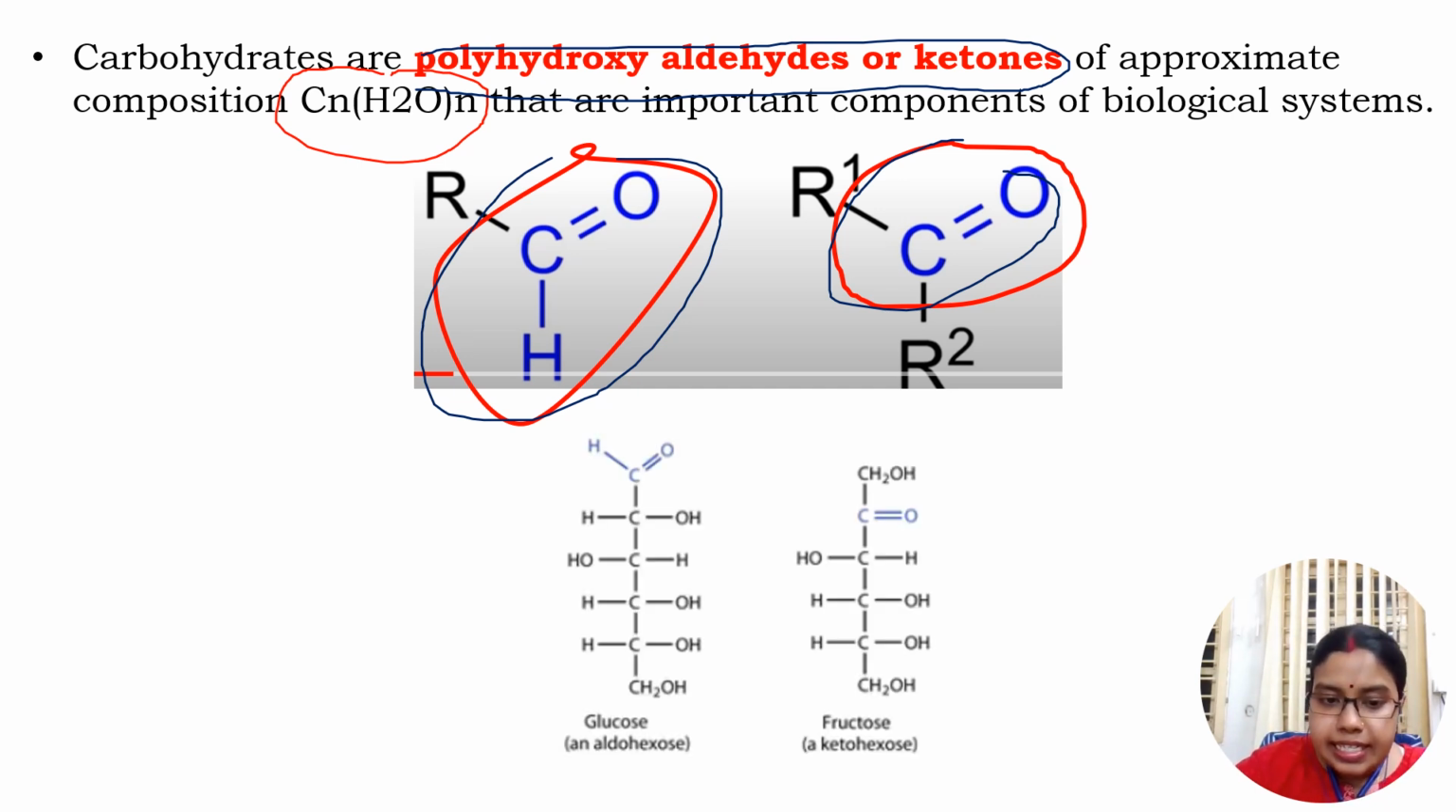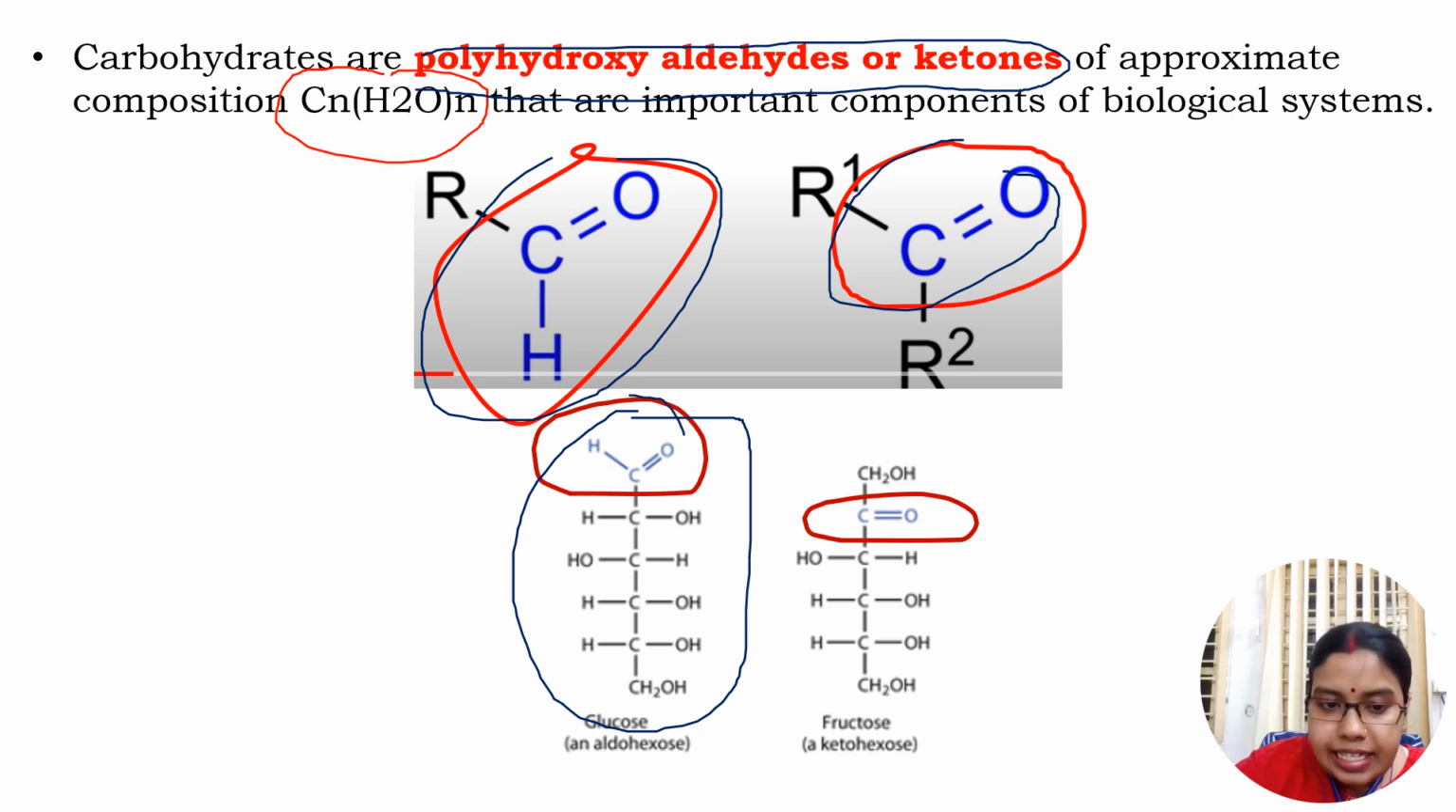So let's describe this structure. This is the structure of glucose. We can say here that in the structure of glucose, the aldehyde group is present. This is the structure of fructose, and in this structure, the ketone group is present. So aldehyde and ketone are present in the carbohydrate.